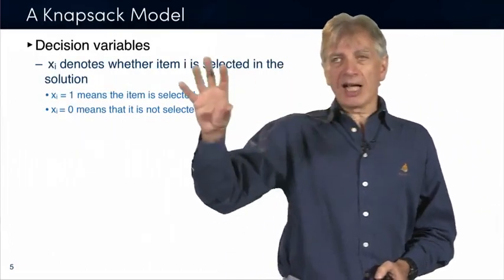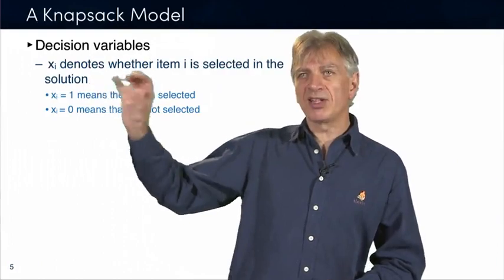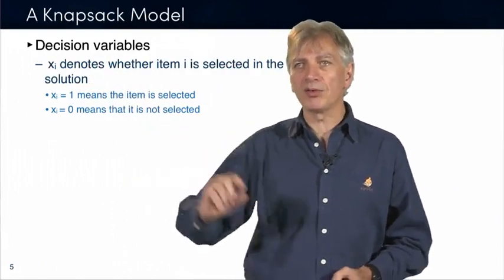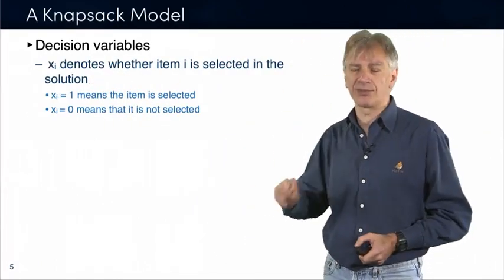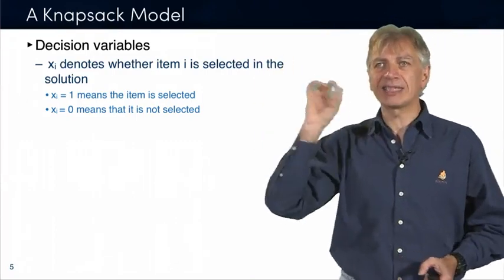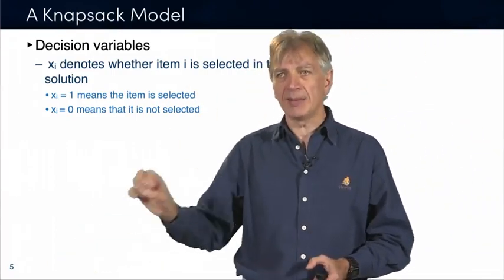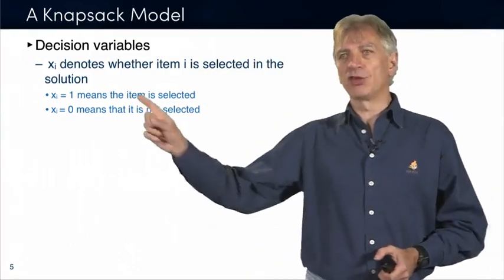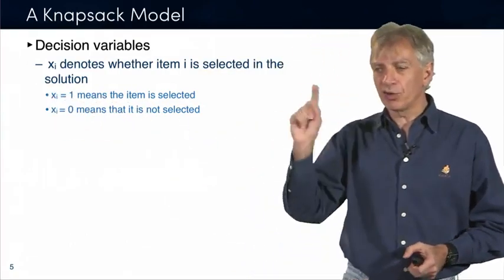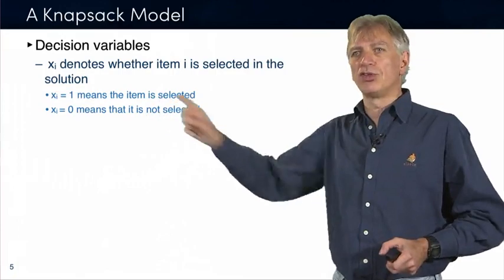Now, in the knapsack problems, here are the decision variables. For every one of the items, you will have a variable xi. For item i, variable xi will denote whether you select the item or not, whether you put the item inside the knapsack or not. So xi will be equal to 1 if you select the item. It will be equal to 0 otherwise.